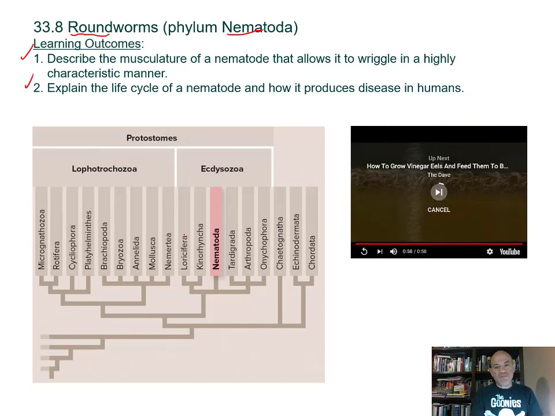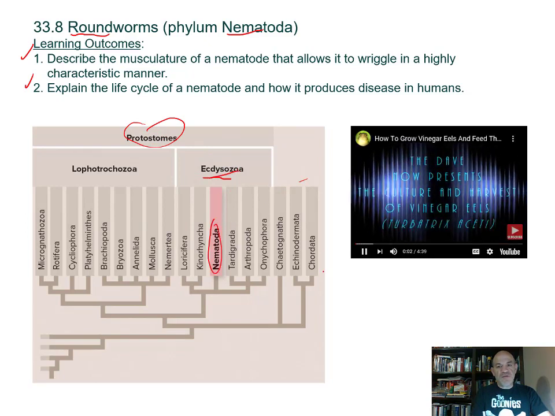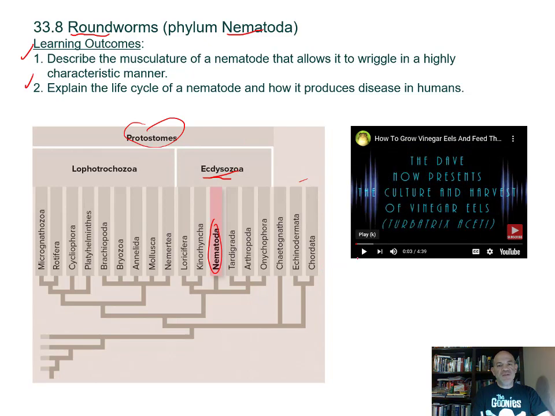So here we are. We're looking at our first group of ecdysozoan protostomes. So we're still with the protostomes. Deuterostomes is the next chapter over here. And here's your nematodes, and they're ecdysozoans, so they do shed. They're going to shed their cuticle, characteristic ecdysozoans.